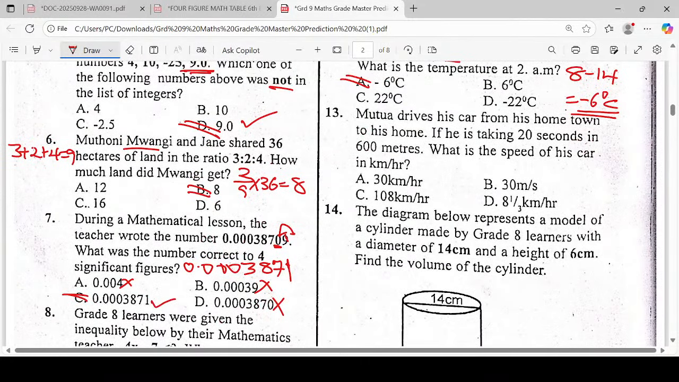Question number 13. Mutua drives his car from his hometown to his home. If he is taking 20 seconds in 600 meters, what was its speed in kilometers per hour?